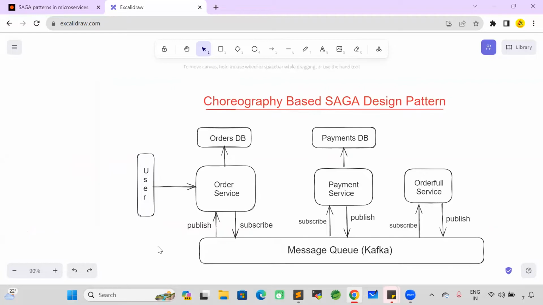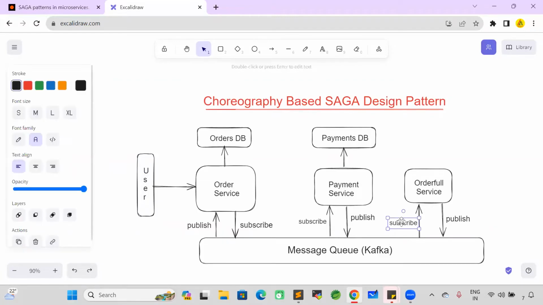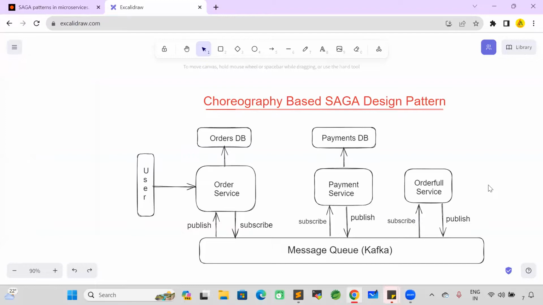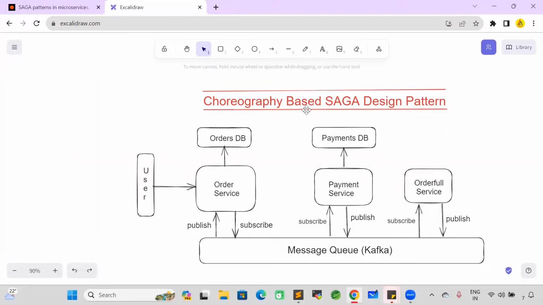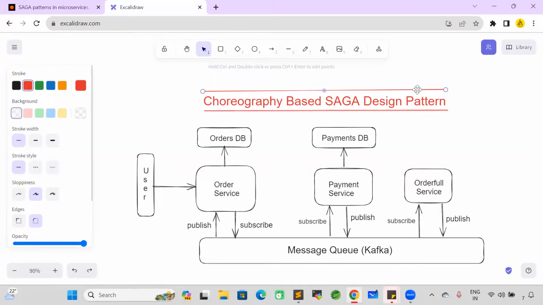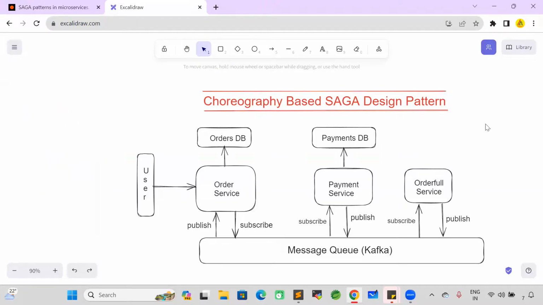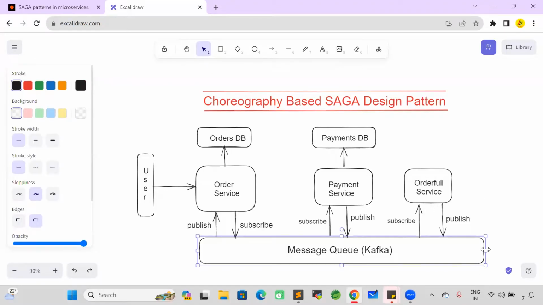Sir, in real life, for company projects, which is mostly used, choreography or centralized orchestration? Mostly people use choreography-based patterns because event-based implementation will be done. We have implemented the choreography-based pattern in our project.